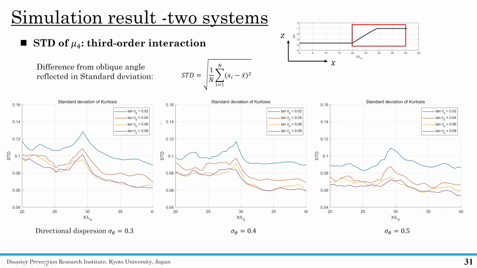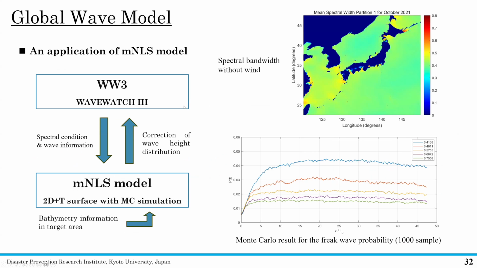Another extension is one of the applications. Our model is now concentrating on maybe 200 meters to 1 kilometer, this area, and the occurrence frequency of freak waves. Now we want to apply this model to a global model.